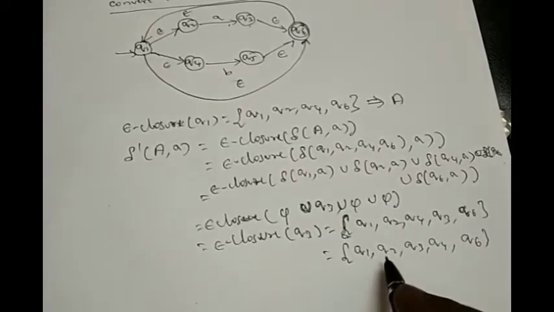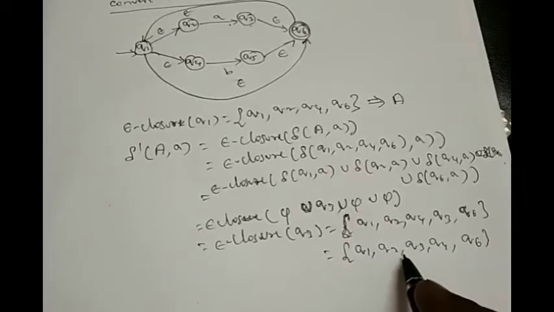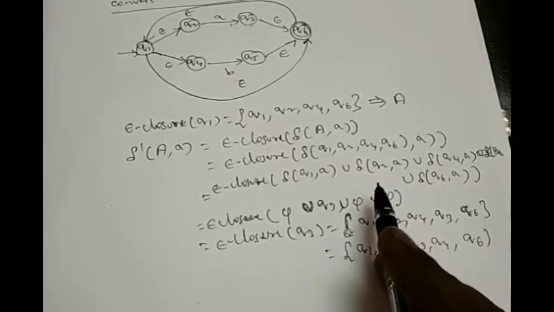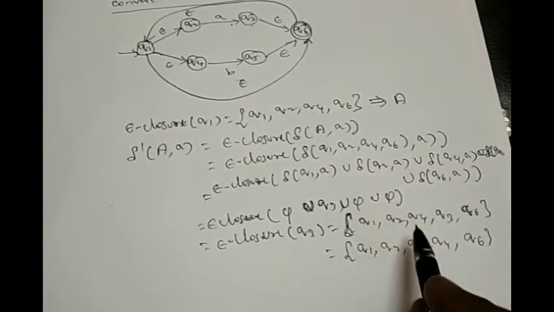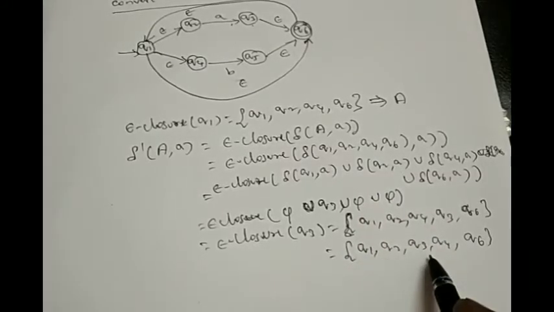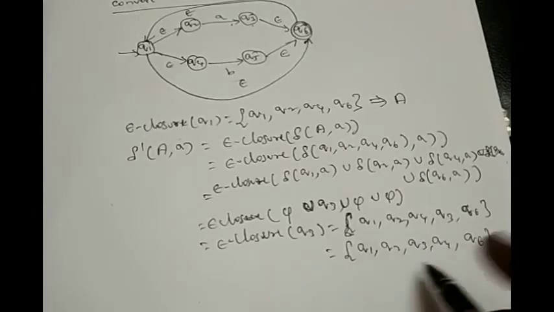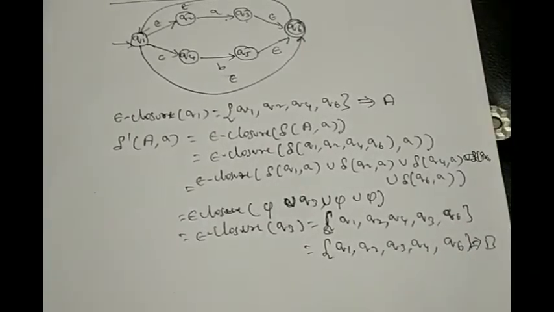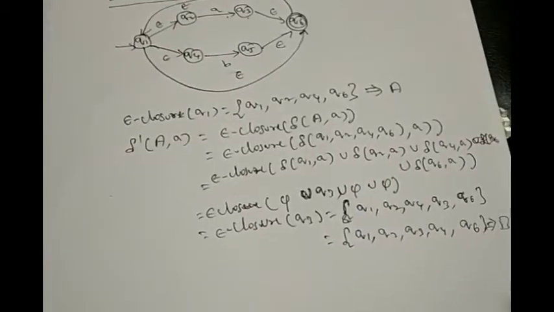Okay, so check whether this is equivalent to the previous state called A. In the previous state A you have 4 states, Q1, Q2, Q4 and Q6, but here you have 5 states, so definitely it is different from that. So name this state as B. Okay, so this is the idea behind this.